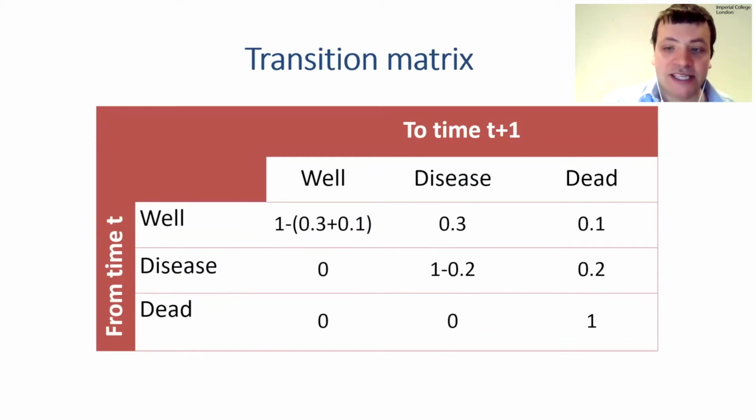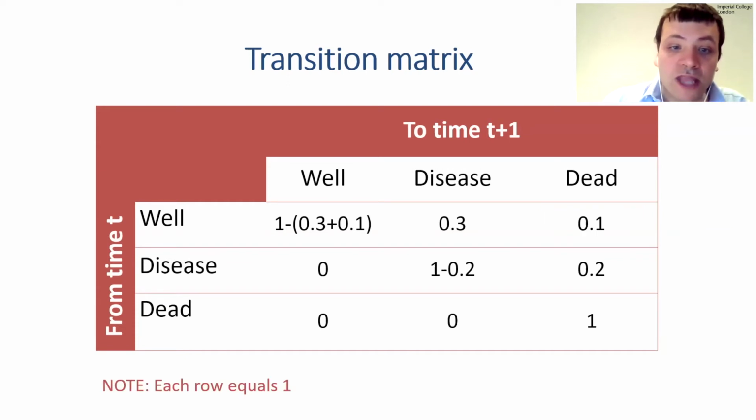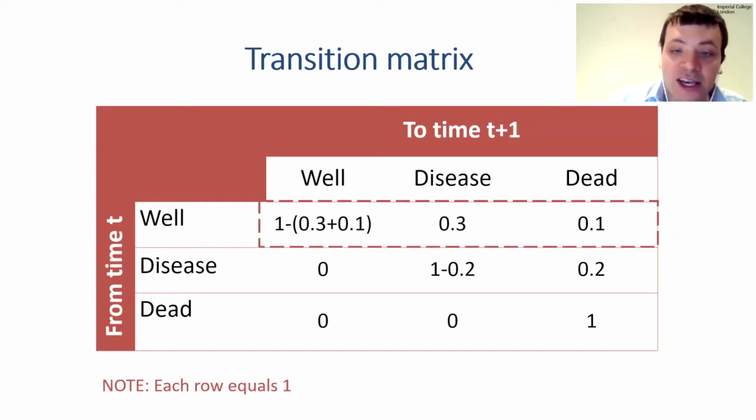These transition probabilities can be summarized in a matrix like this. These describe the probabilities of transitioning from each state to any other state in the next cycle. So from time t is the current cycle, and time t plus 1 is the next cycle. If you were in the well state, there would be a 0.6 probability of staying in the well state the next cycle. There's a probability of 0.3 of going from the well state to the disease state, and there's a probability of 0.1 of going from the well state to the dead state. Note that each of these rows has to add up to 1.